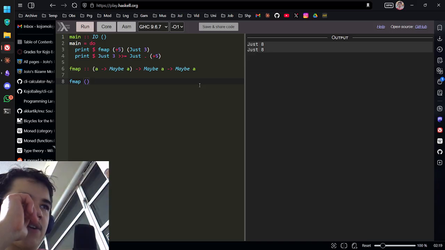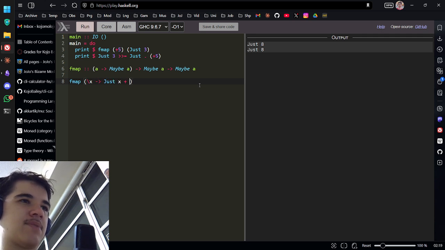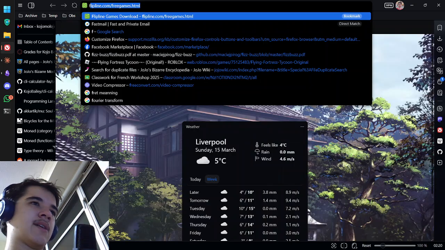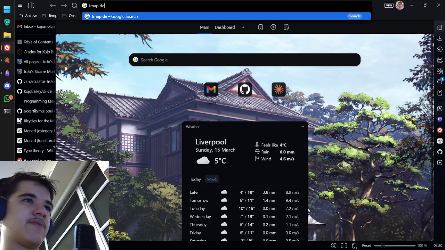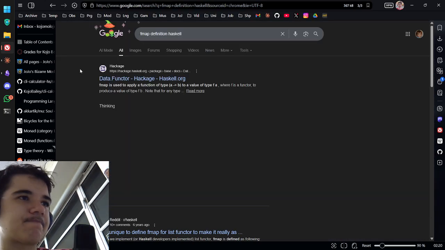So I can take a function x to, whoops, just x plus 3, and then apply this to just 5, right? I do it here, and then that returns a maybe a. I think this is correct. I will obviously verify this. Maybe fmap definition in Haskell.